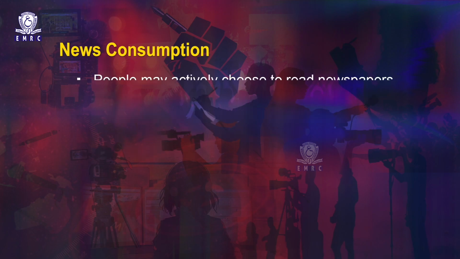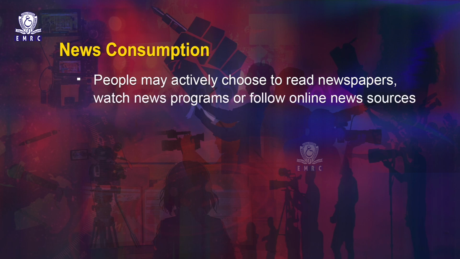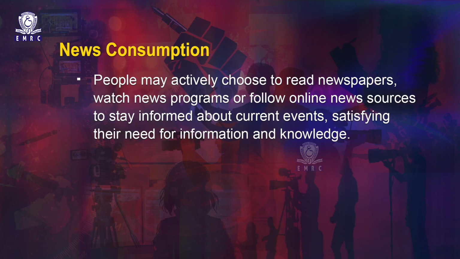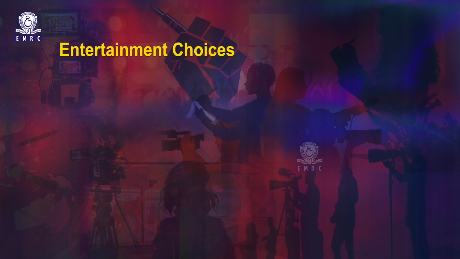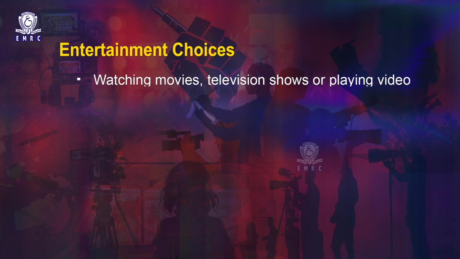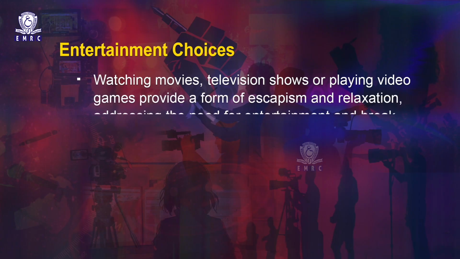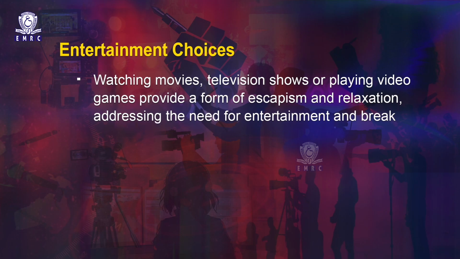News consumption. People may actively choose to read newspapers, watch news programs or follow online news sources to stay informed about current events, satisfying their need for information and knowledge. Entertainment choices. Watching movies, television shows or playing video games provide a form of escapism and relaxation, addressing the need for entertainment and a break from daily stress.